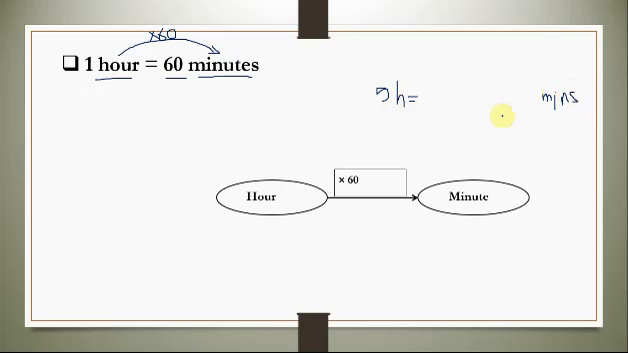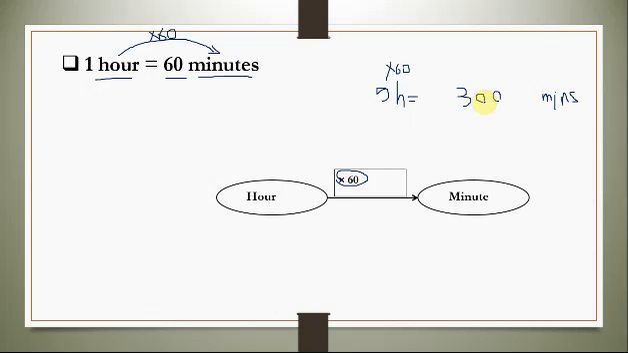Yes, 5 hours equals how many minutes? The relation between hours and minutes: multiply by 60. So I will multiply 5 by 60. 5 times 0 equals 0. 5 times 6 equals 30. So 5 hours equals 300 minutes.